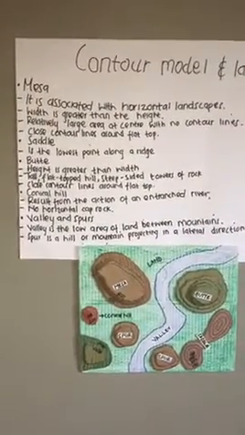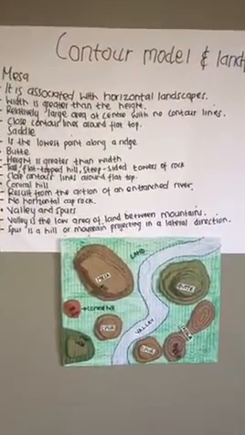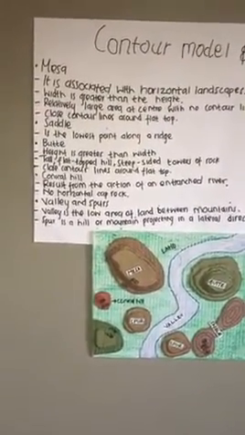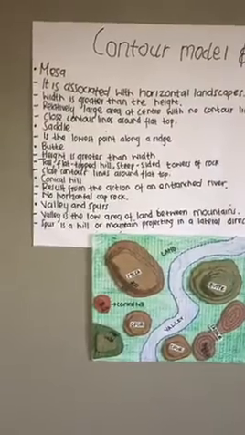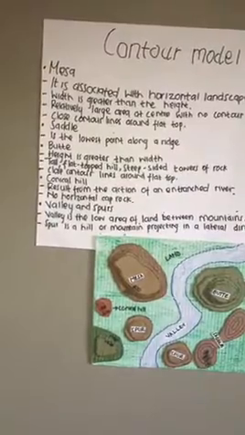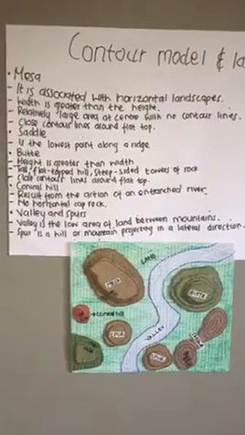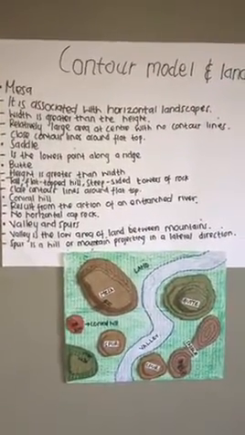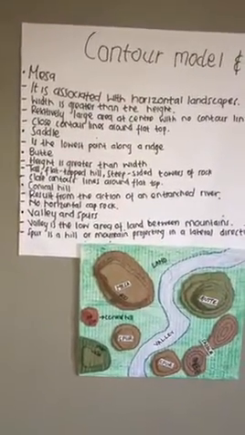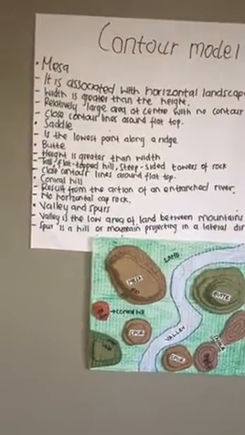Some of these features you would have done already in your previous grades, in terms of mesas, buttes, saddles, and etc. Let's start by looking at the landform known as a mesa. We know, first of all, that a mesa is associated with horizontal landscape. When looking at this landform known as the mesa, we notice that the width is greater than the height.